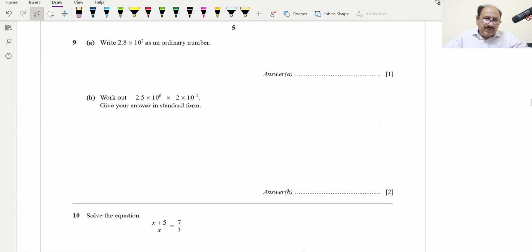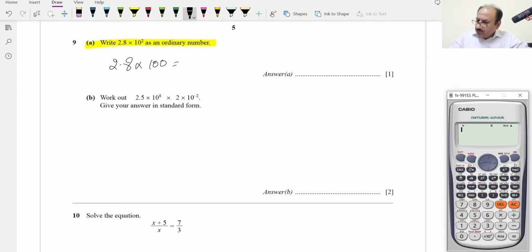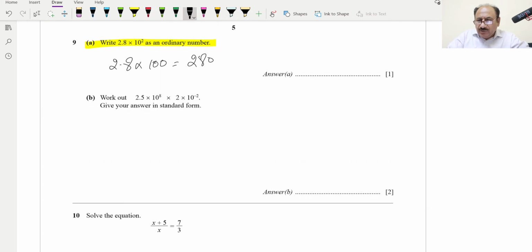Now question number 9 says write this as an ordinary number. So the ordinary number will be what? 2.8 into 10 raised to the power 2, we can write 10 squared as 100. So 2.8 multiplied by 100 will be equal to 280. So our answer will be 280, which we can write over here. It is a 1-mark question. No working is required, but whatever I have written is for your explanation. Hopefully you understood each and everything.